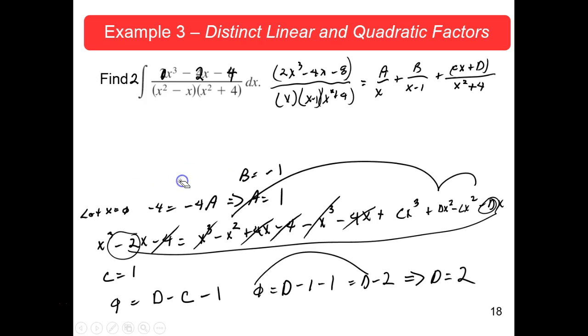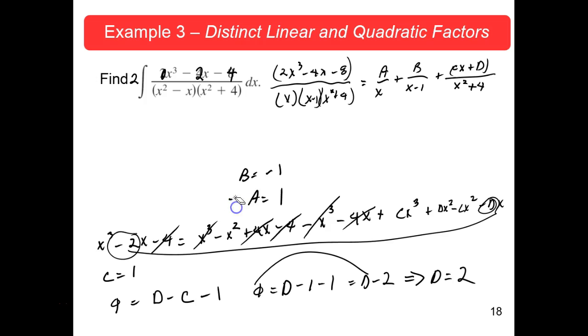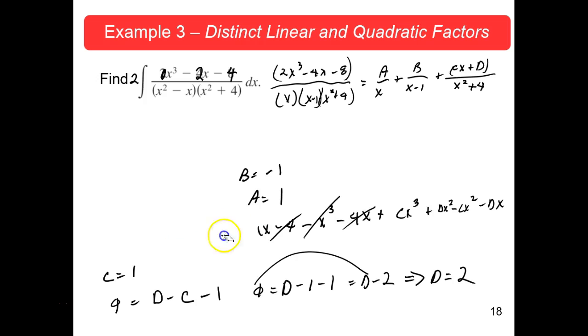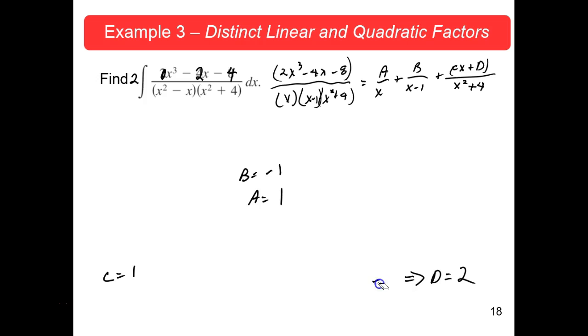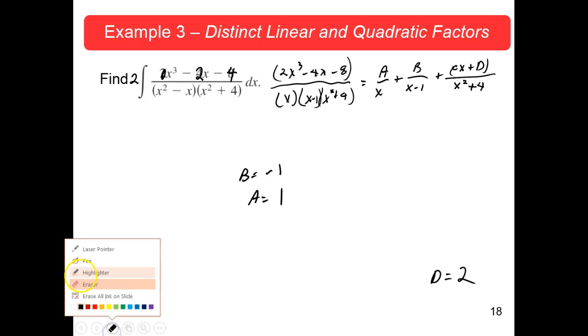B is equal to negative 1. I want to hang on to that. A is equal to positive 1. I want to hang on to that. All this can go. That was all scratch work to get the answer I wanted. C is equal to 1. I'll hang on to that. And D is equal to 2. I'll hang on to that. All that to get those 4 little numbers.